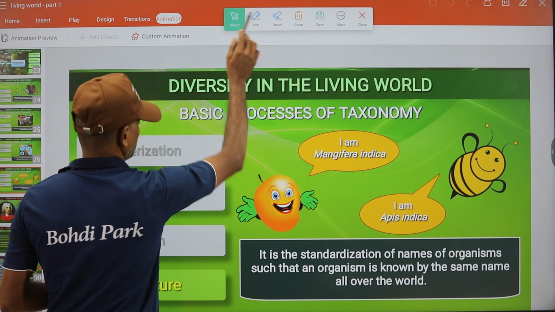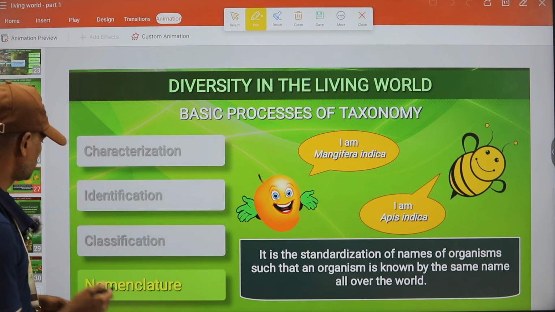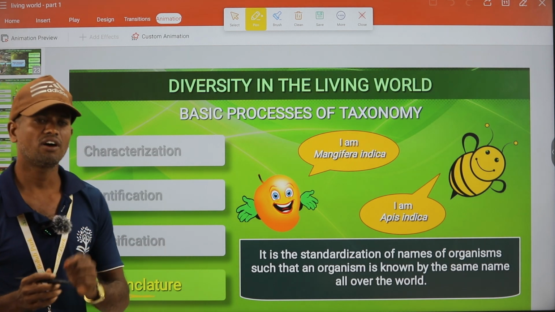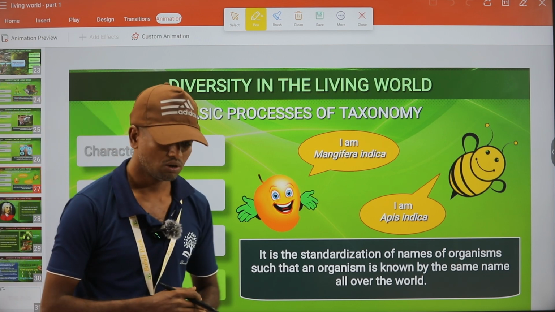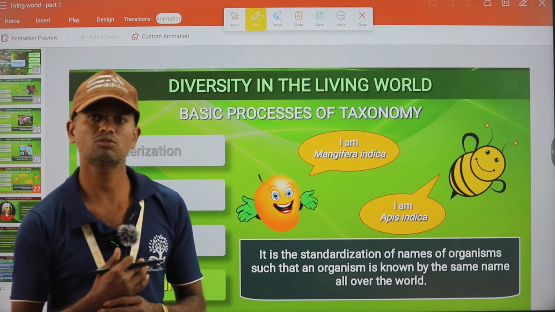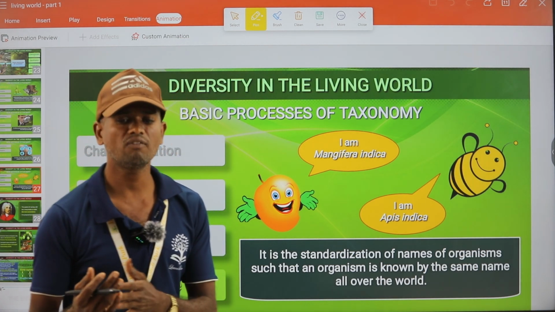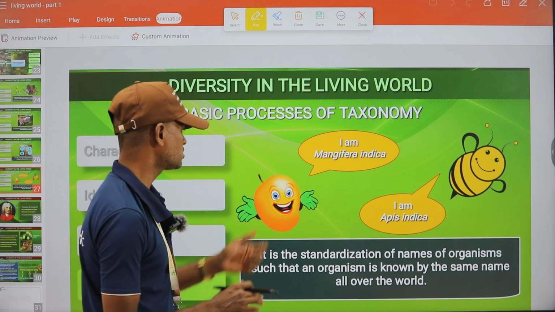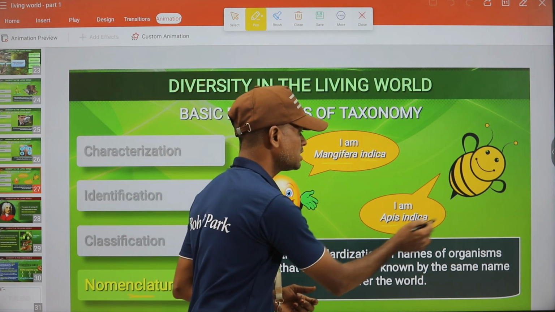So next one, basic process of taxonomy is nothing but nomenclature. What is nomenclature? Naming of organisms. What is essential there? When we are going to study an organism, we need some name, right? So it should be universal, the same everywhere. When plants have different names in different regions, we are giving them one name. So Mangifera indica is mango. Apis indica is a honeybee.